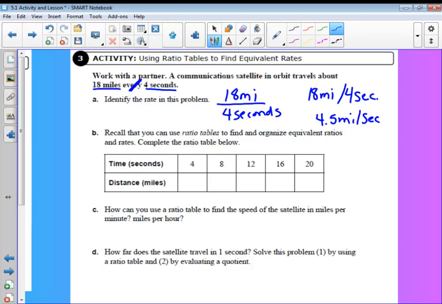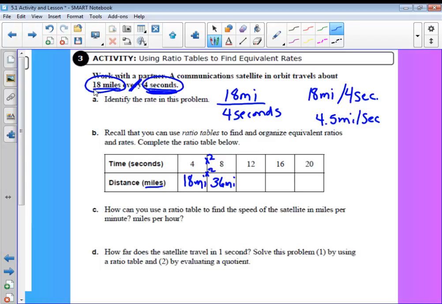It says, recall that you can use ratio tables to find and organize equivalent ratios and rates. Complete the ratio table below. So the first scenario we have is our time is 4 seconds. How far could we travel in miles in 4 seconds? That was stated right up here. We could travel 18 miles. If we were going to travel for 8 seconds, that's just taking 4 times 2, right? So we take our 18 times 2 to figure out our new number, and that would be 36 miles.